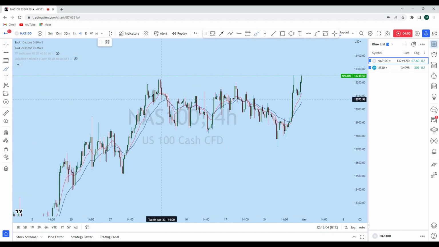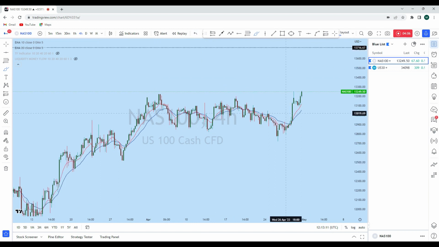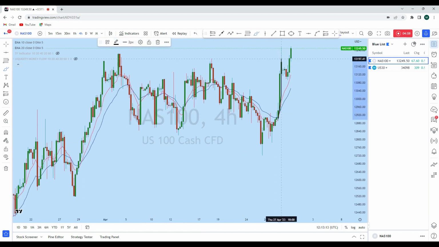We saw that after this long consolidation, finally the market has broken out of that consolidation and the price created this impulse correction.